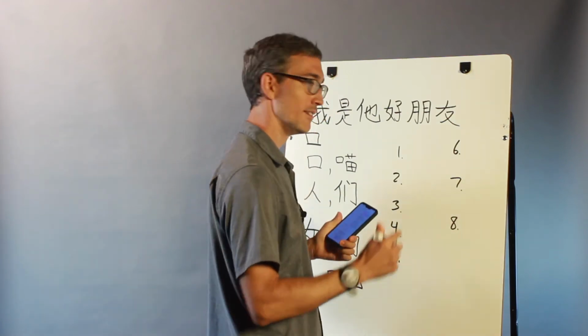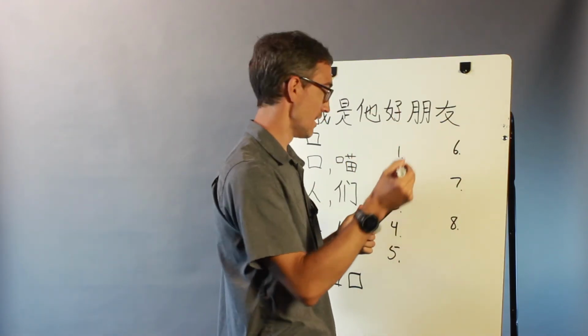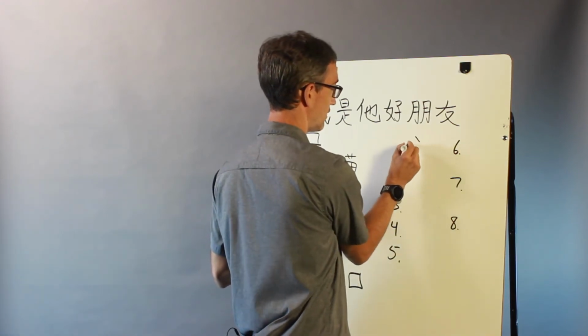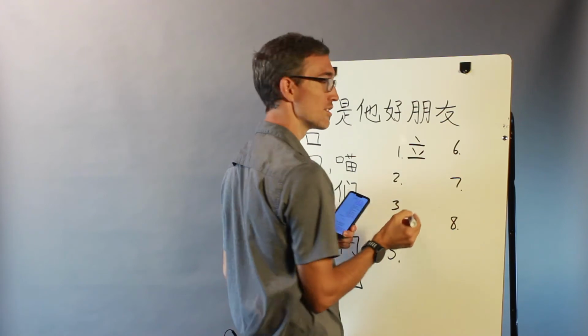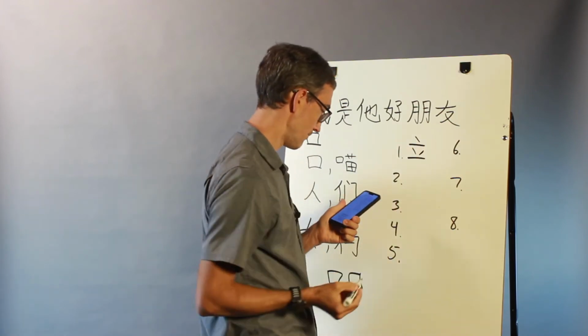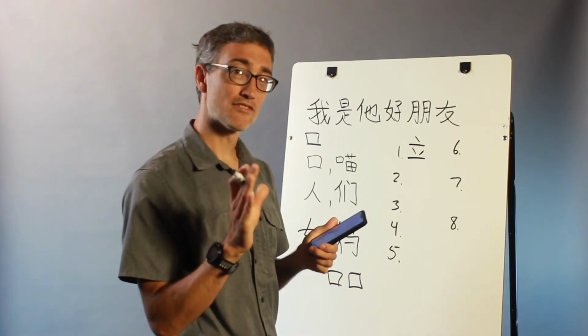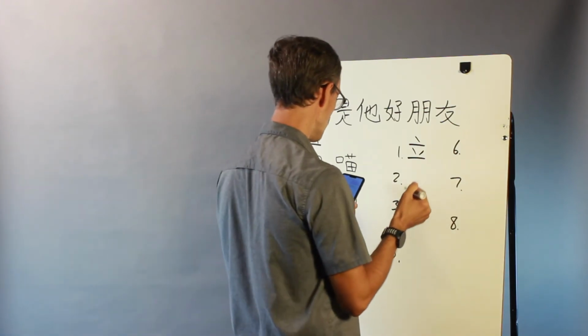So rule number one, top to bottom. Here's a character, Li. I'm going to draw it, and you'll notice that the direction I went is top to bottom. Next, usually it's left to right, okay? So top to bottom, left to right.